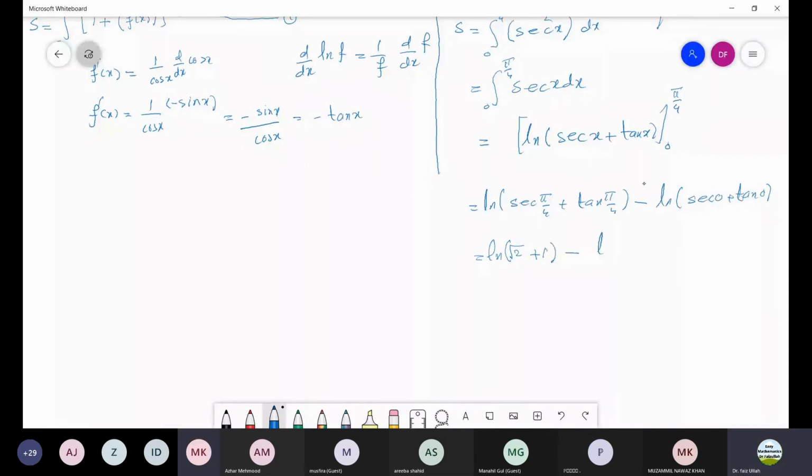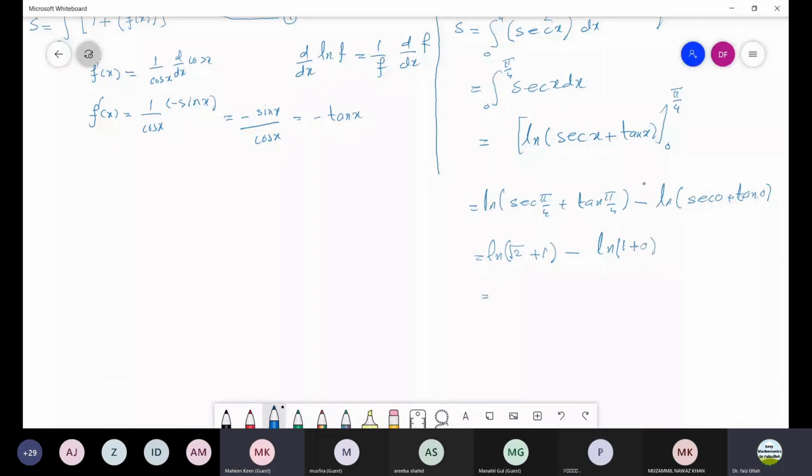Minus log of, what is the value of secant 0? 1. Are you sure? Yes, sir. Okay, that is 1. What is the value of tangent 0? 0. Great. 0.